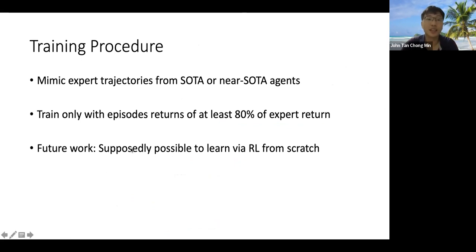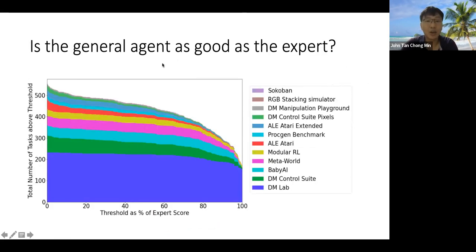So you can see that this is a stress test to see how many tasks an AI model can handle. Let's see the outcome of the task. Is the general agent as good as the expert? They learn from expert trajectories, so are they as good as the expert? Here, the Sokoban is here. This shows the percentage of tasks as a threshold of expert score. If you can do this task, how many tasks are there that can match 40% of expert score and so on.